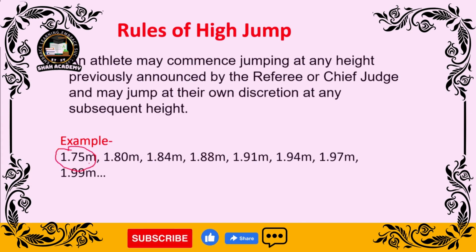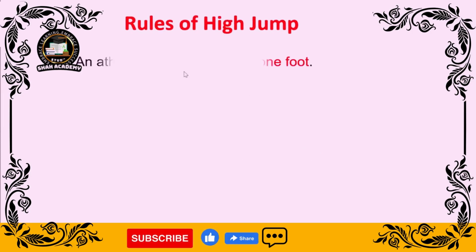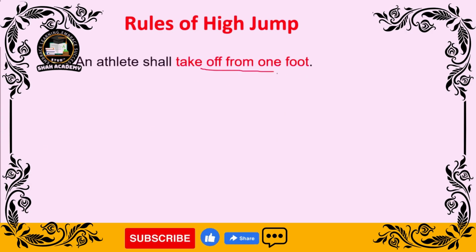If he wants, he can do so. Each player is given 3 chances in each round. That means 3 consecutive attempts will be given to each player. And if he is not able to clear it even in these 3 attempts, then he will be disqualified from the competition. For each height, each athlete will be given 3 chances to clear it.